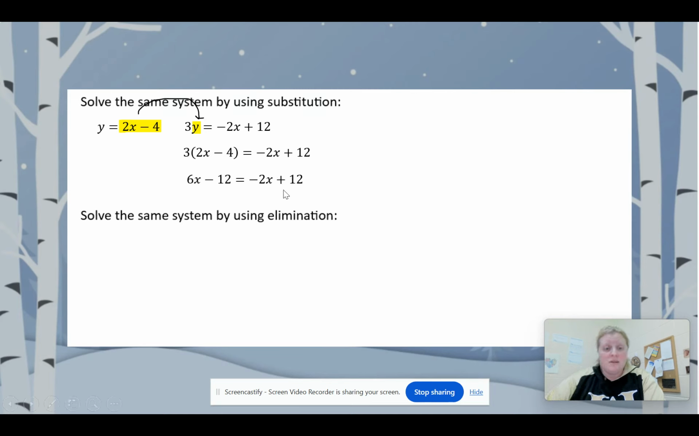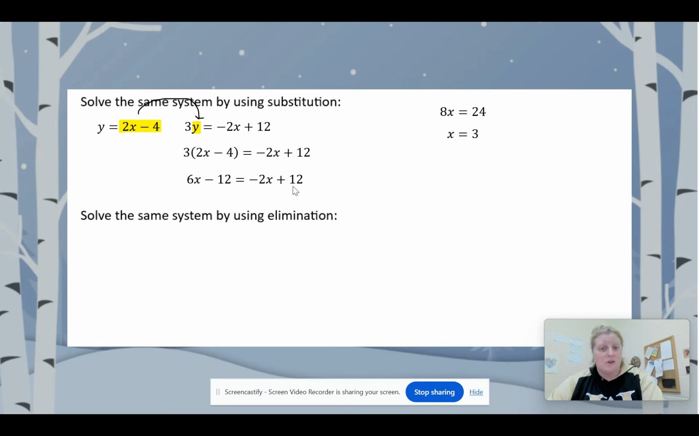And I'm going to do two things at once. I'm going to add the 2x to this side, and I'm going to add the 12 to this side to get 8 and 24, and then if we divide, we get 3. So there's the 3 for the x.